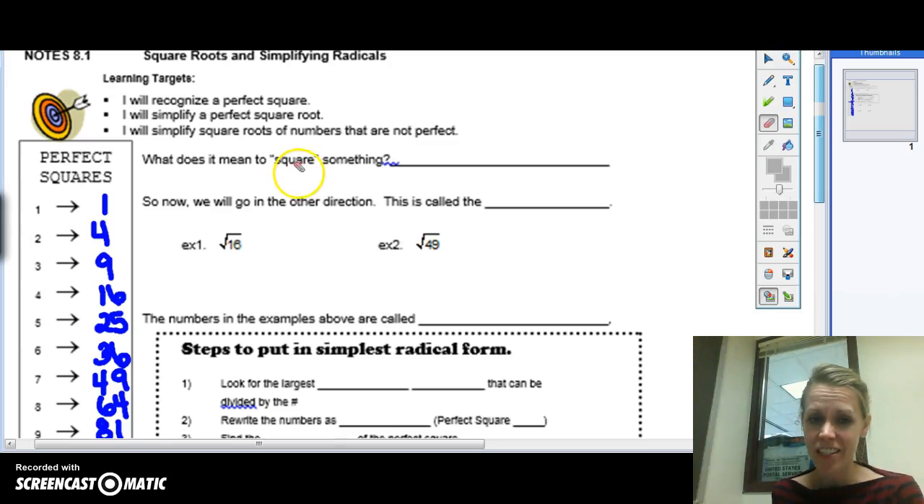Hey everyone, this is your very last chapter of algebra, which is crazy. It's 8.1, so you should open up your note packet and take some notes here.